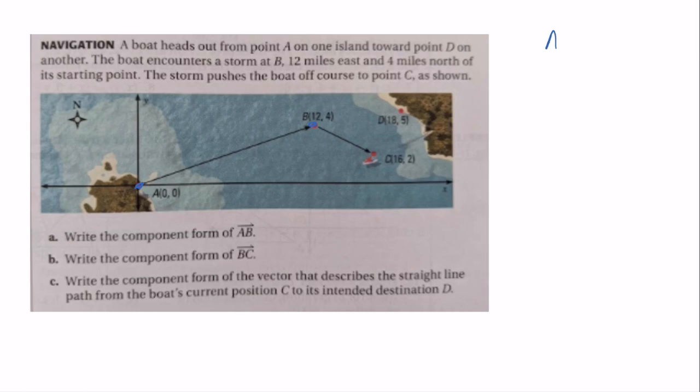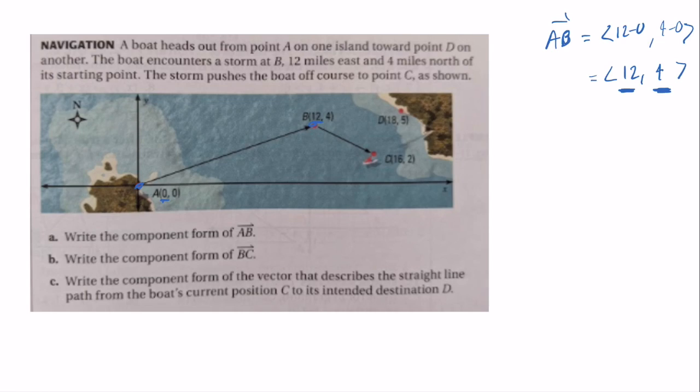So vector AB, its component form is, and I'm going to write it a little differently at first, and you'll see why. I'm going to say 12 minus 0 for the horizontal. I went to 12 from 0, and so that would be just 12. Same with the vertical component. I ended up at 4, started at 0, so that would be 4. So I moved 12 units to the right, 4 units up.